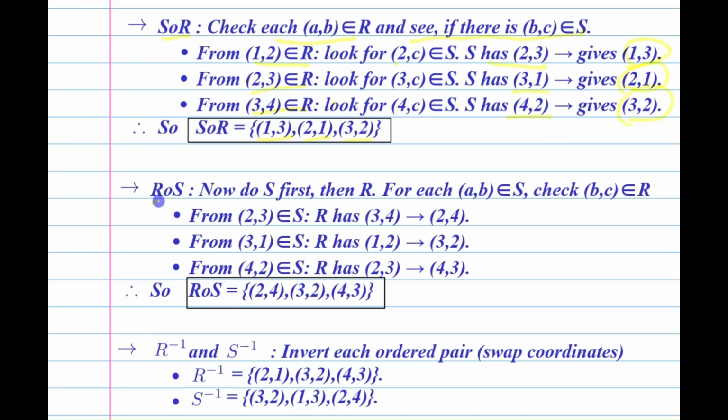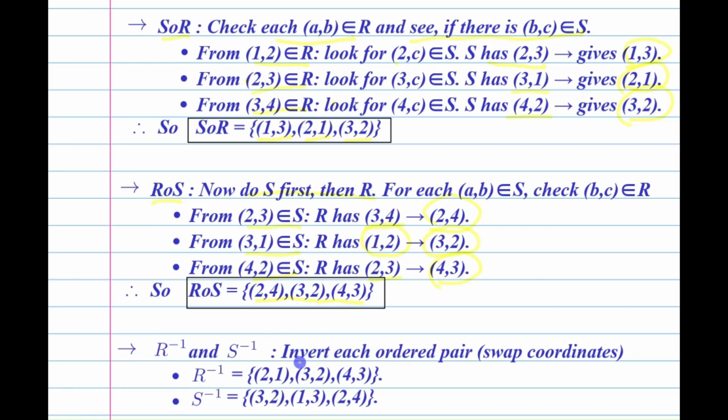Now R composition S, or R∘S: do S first then R. From (2,3) in S, R has (3,4), so it gives us (2,4). For (3,1) in S, R has (1,2), so it gives us (3,2). From (4,2) in S, R has (2,3), which gives (4,3). So R∘S, or R composition S, is {(2,4), (3,2), (4,3)}.